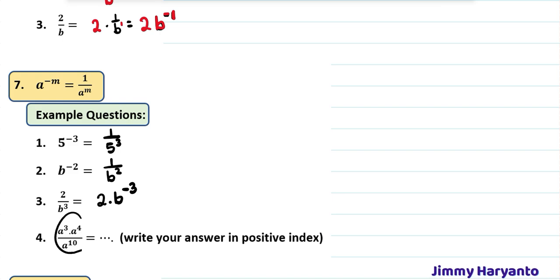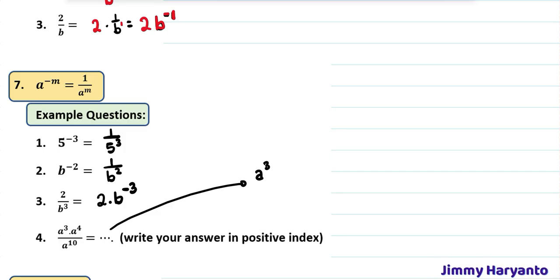And then for this one, you have to simplify this one first, yeah. Okay, let's do this right here. So a to the power of 3 and then multiply by 4 means plus 4, right? And then divide by 10 means negative 10. And the a is at the top, yeah, not on the bottom. And then for this one, you will have a to the power of 7 minus 10 is negative 3.